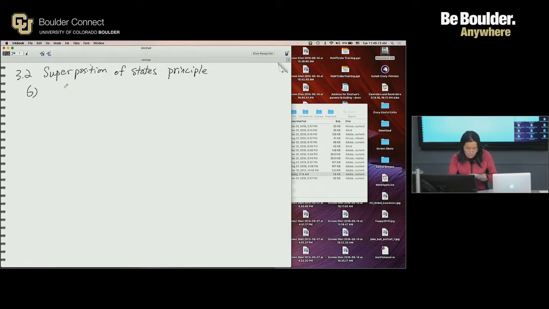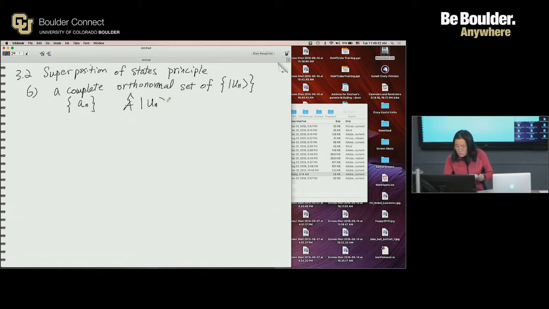So in this case, let's say we have a complete orthonormal set of eigenstates, orthonormal meaning orthogonal and normalized. These are the eigenstates u_n. I use this big bracket to represent that it's a whole set. They have eigenvalues a_n. Then for a linear operator, A u_n equals a_n times u_n, because this is the eigenvalue equation. You remember that.